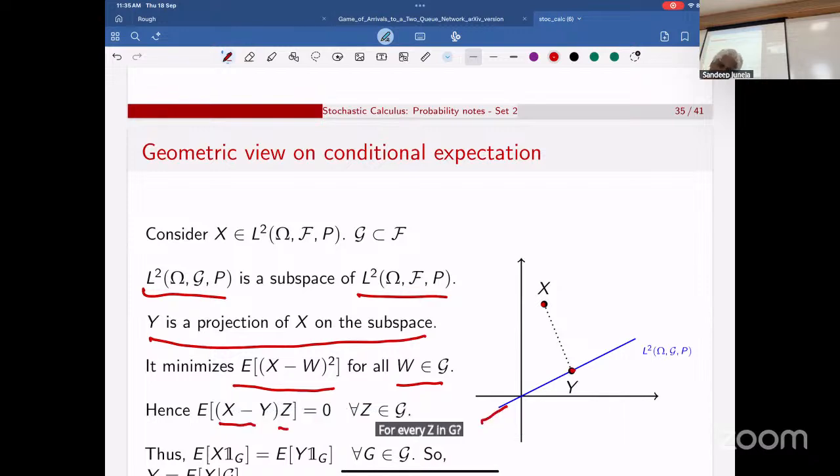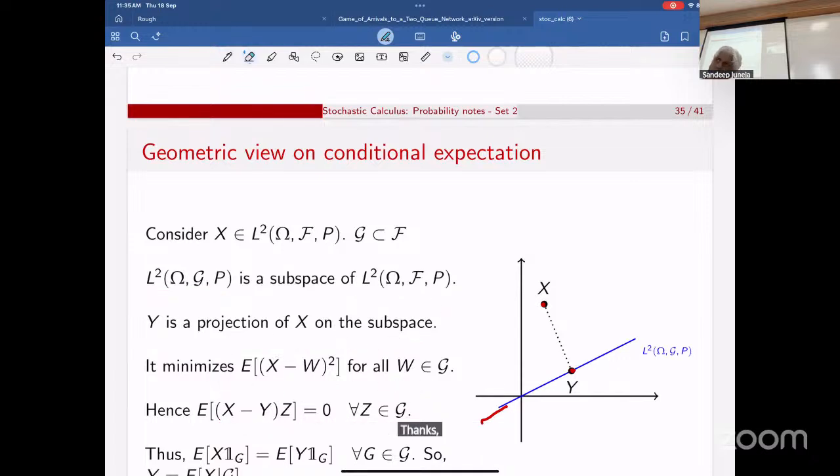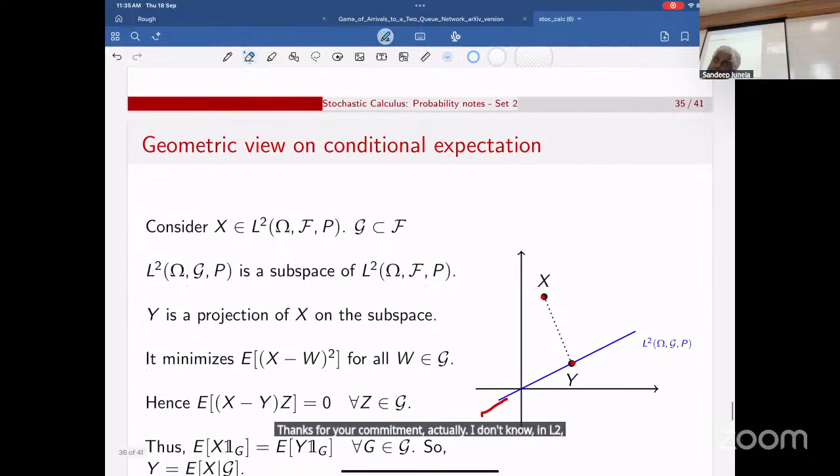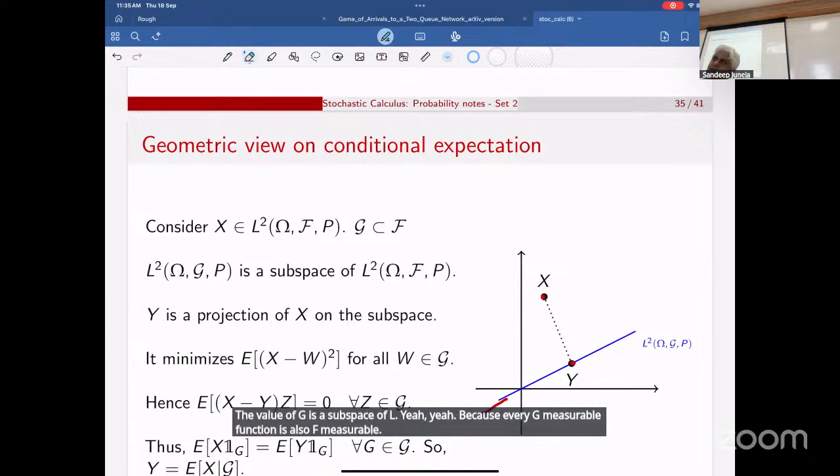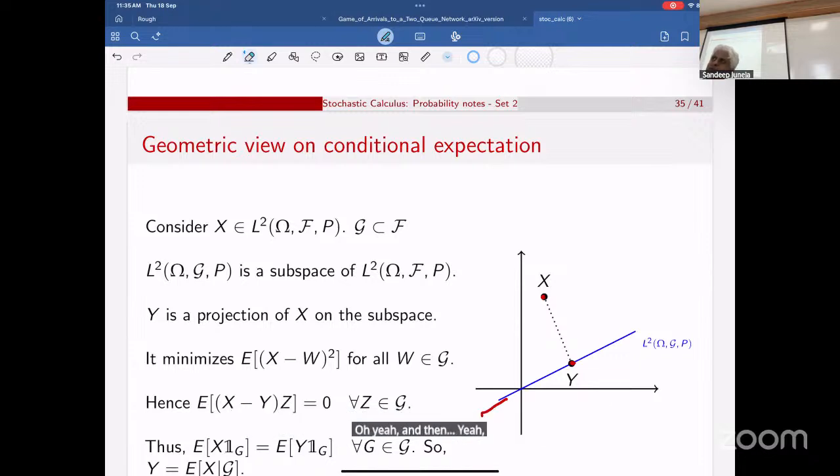But is it always true in L2 spaces that you take a subspace, like a projection? Consider L2 of F, script F, and if G is a sub-sigma-algebra of F, then L2 of G is a subspace of L2 of F. Yeah, because every G measurable function is also F measurable, and the second moment is finite. When G is equal to F, then it's not strict.